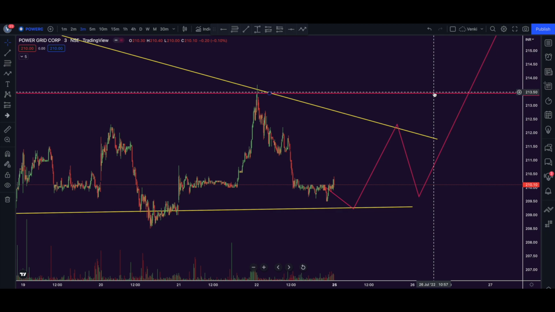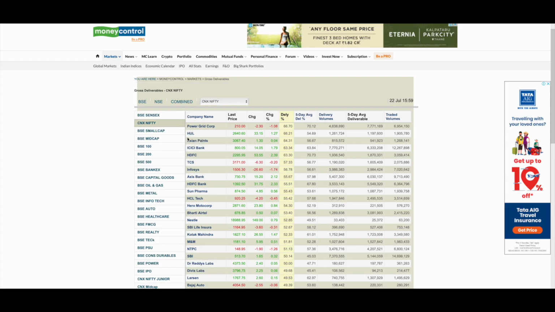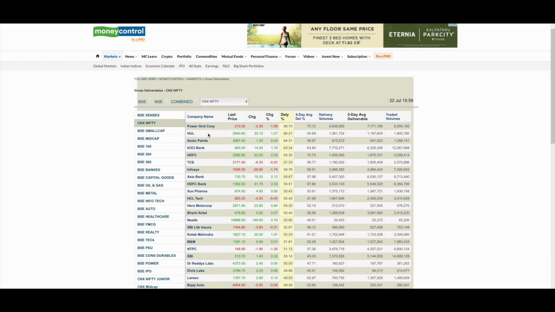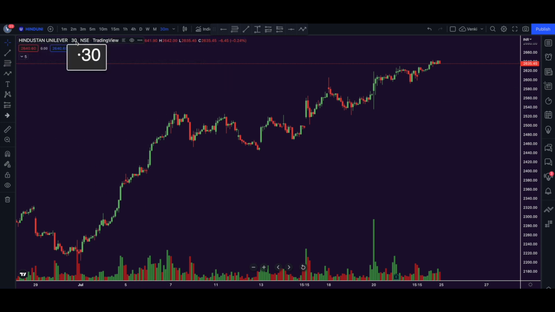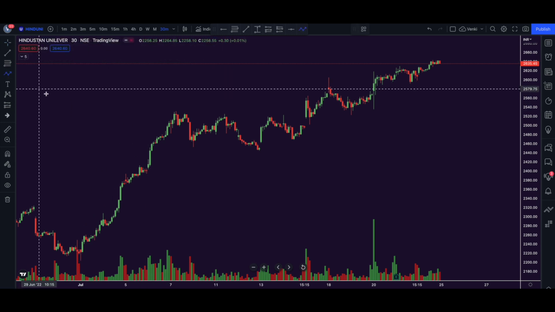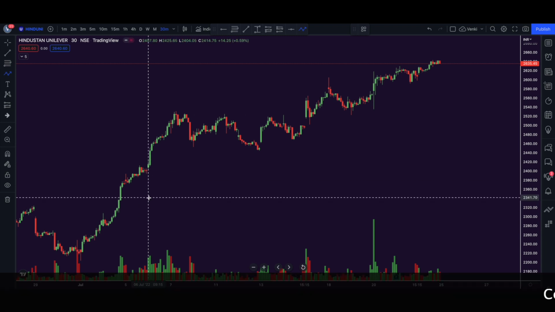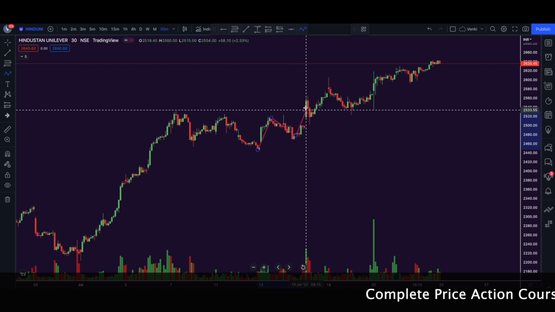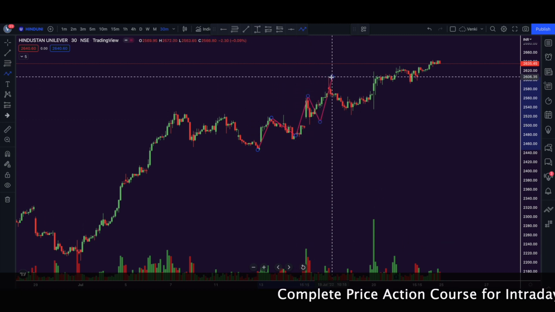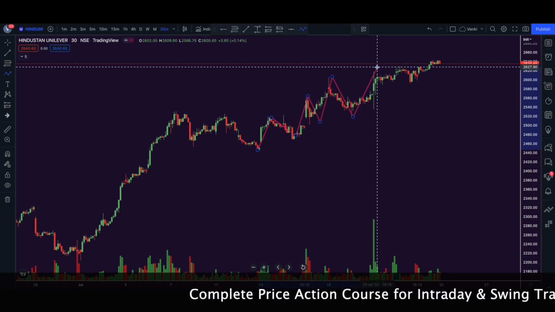Now let us see one more stock. The next stock in the list was HUL. So let us open Hindustan Unilever's chart and see what kind of movement it is making. Now traders, this is the chart of Hindustan Unilever, 30 minutes time frame. We can clearly see that since big players are accumulating the stock, this stock is trending. It is making higher lows and higher highs. So clearly this stock is in uptrend.